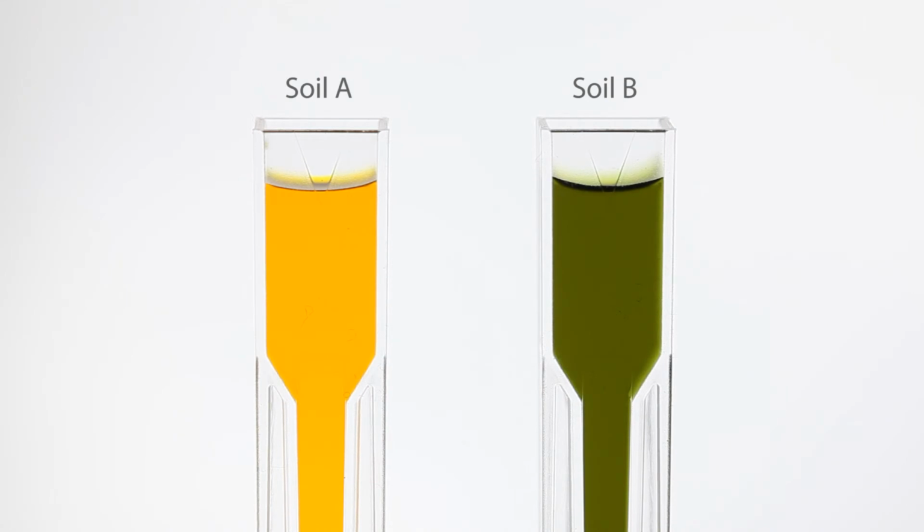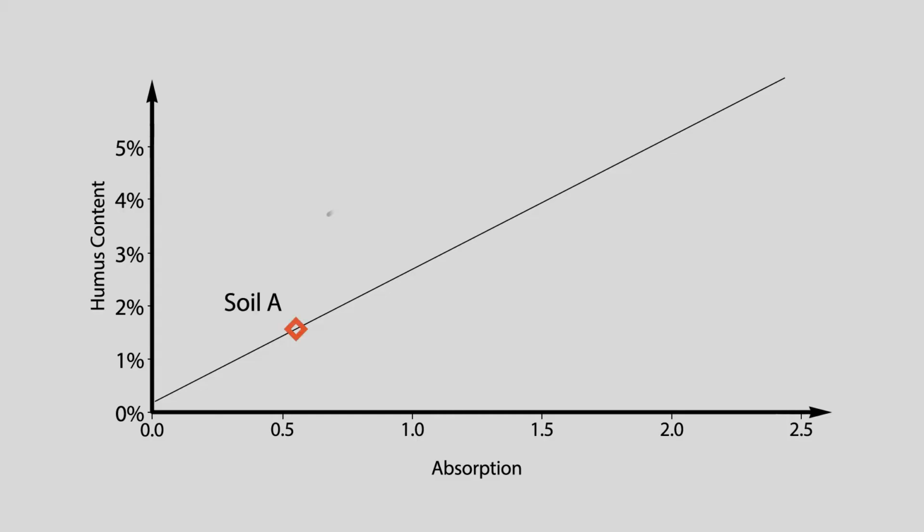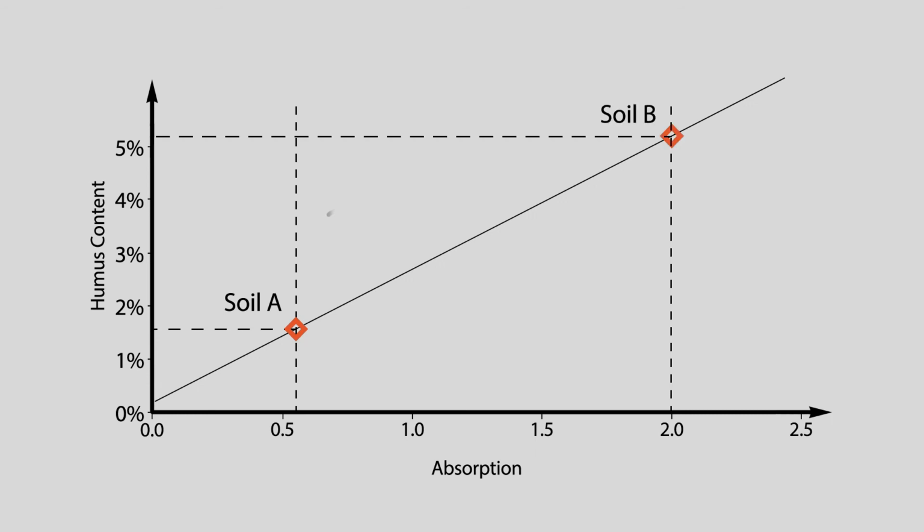Now we measure the absorption of the soil samples. Soil sample A causes an absorption of 0.6 at 570 nanometers. This corresponds to a humus content of 1.6%. Soil sample B contains 5.2% humus.